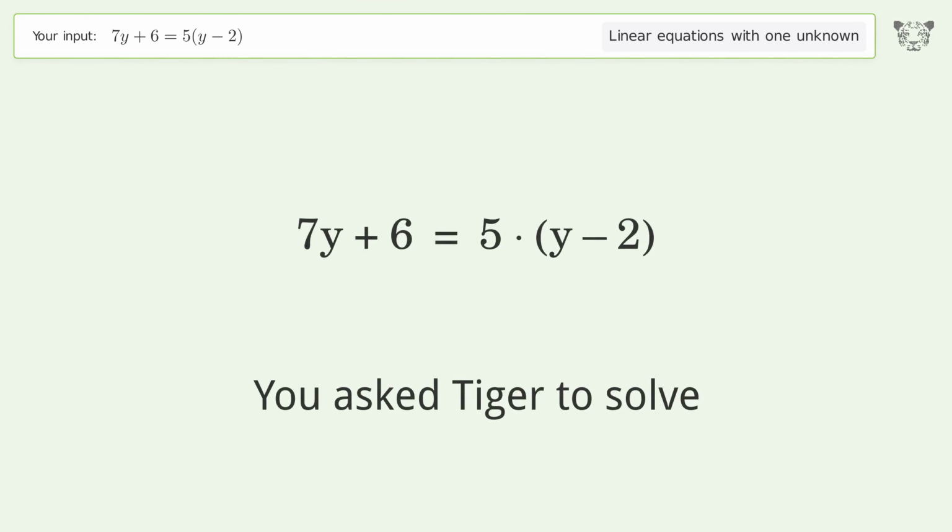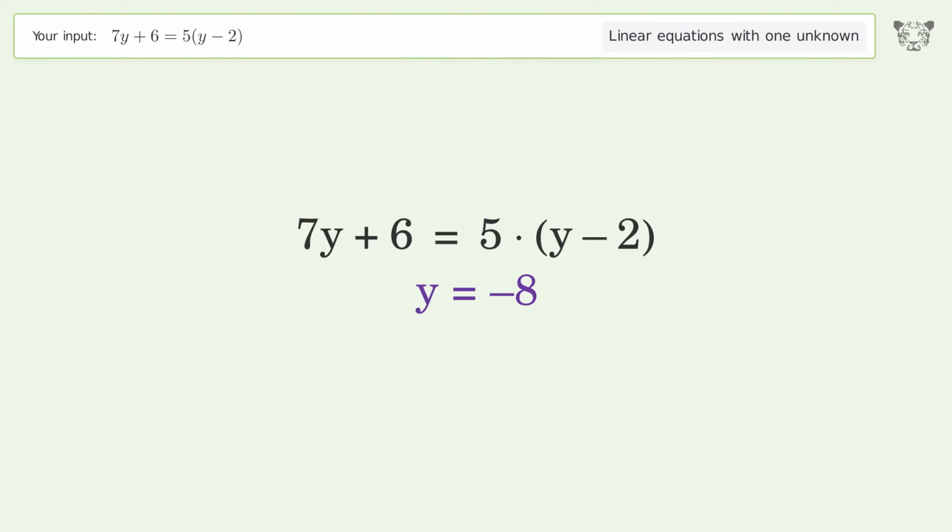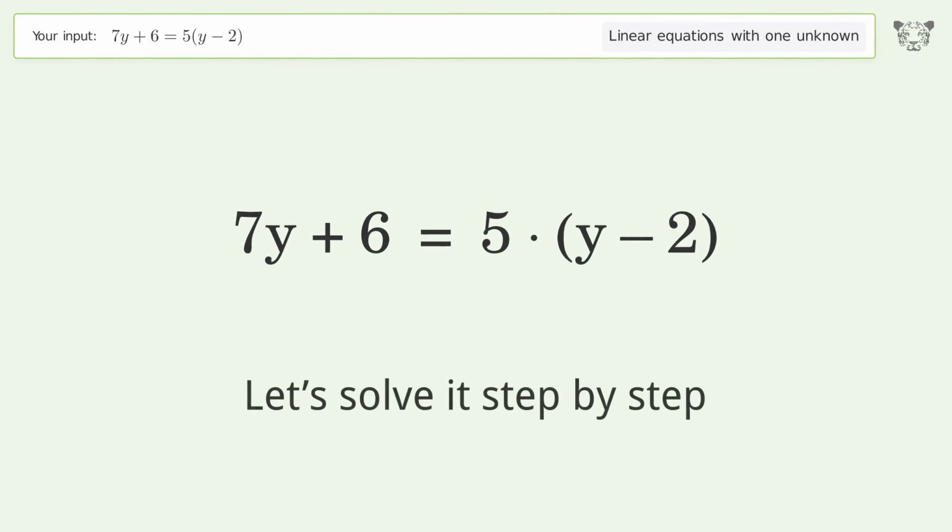You asked Tiger to solve this. This deals with linear equations with one unknown. The final result is y equals -8. Let's solve it step by step.